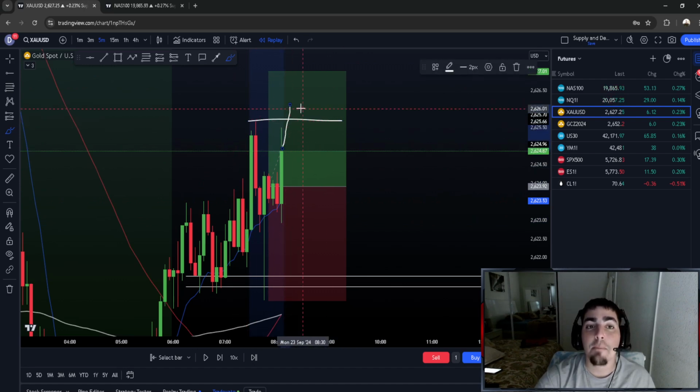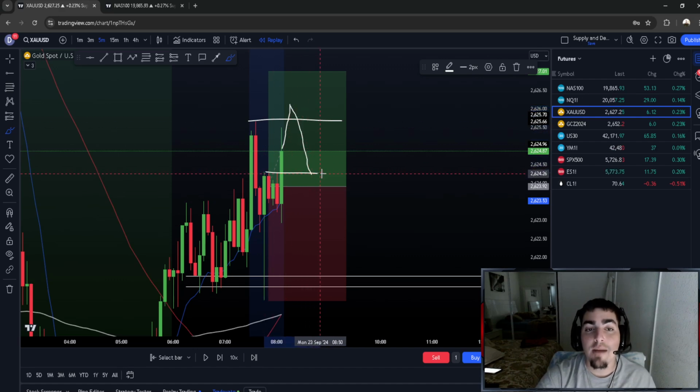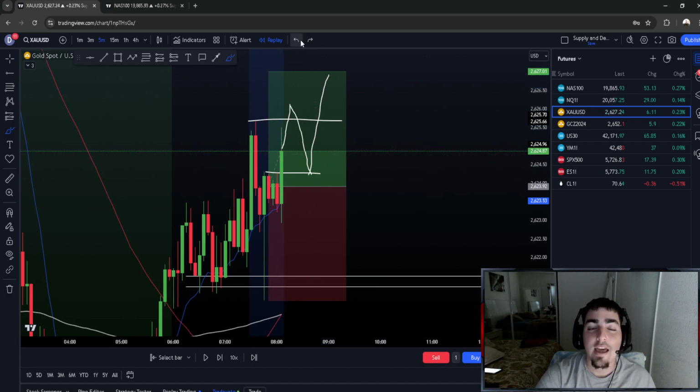All right, so it can be a break of structure, then we can come back to this demand, and then maybe it is going to go and hit TP. So this is what I'm thinking when I'm in the gold trade. What do I don't want to see?